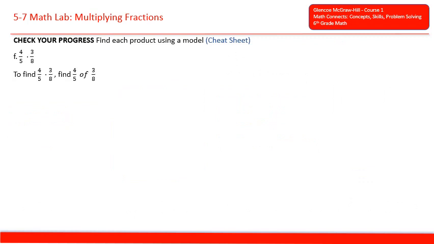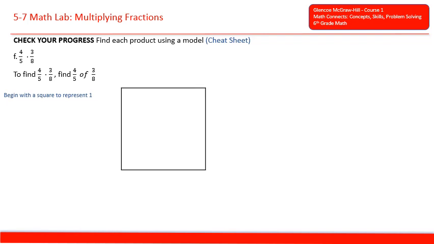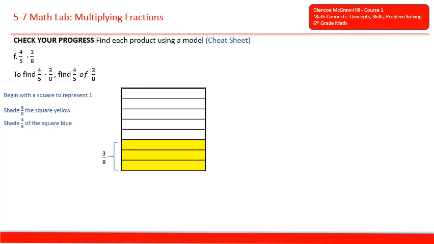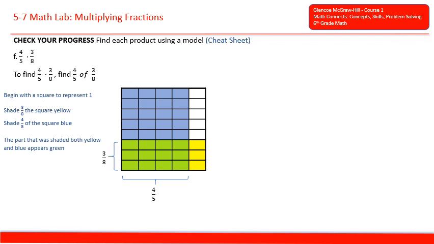4/5 times 3/8. Find 4/5 times 3/8. Find 4/5 of 3/8. Begin with a square to represent 1. Shade 3/8 of the square yellow. Shade 4/5 of the square blue, so this is 4/5. The part that was shaded both yellow and blue appears green. So 12/40 of the square is shaded green. So 4/5 times 3/8 equals 12/40, or we can simplify that down to 3/10 if we divide by 4.